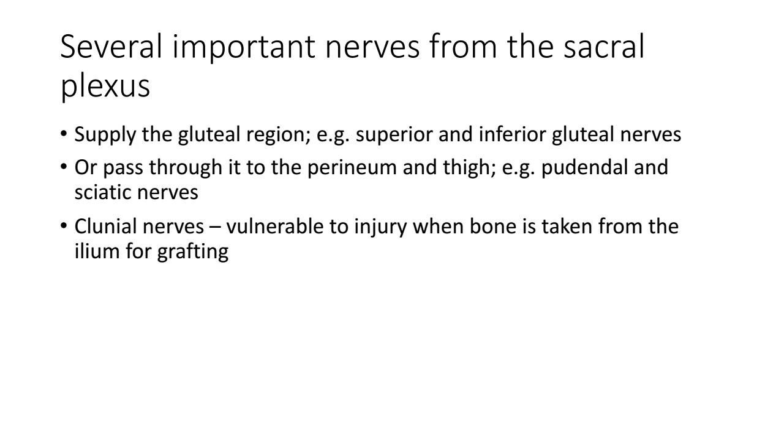So I want to go over some important nerves from the sacral plexus. Some of them supply the gluteal region, like the superior and inferior gluteal nerves. Some of them pass through the perineum and the thigh, like the pudendal and the sciatic nerves. And then there are nerves like the cluneal nerves that are vulnerable to injury when bone is taken from the ilium for grafting. So we're going to go over some of these nerves.